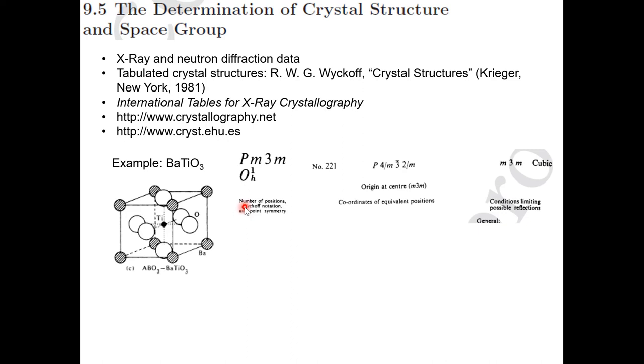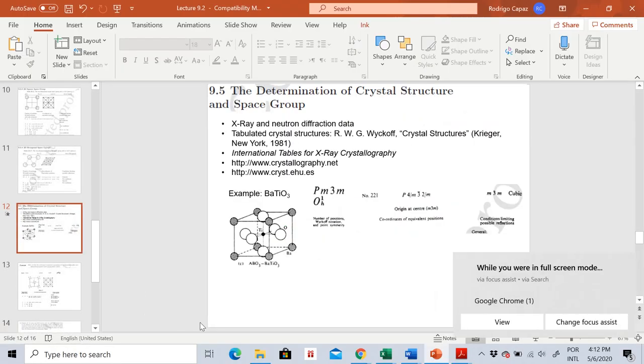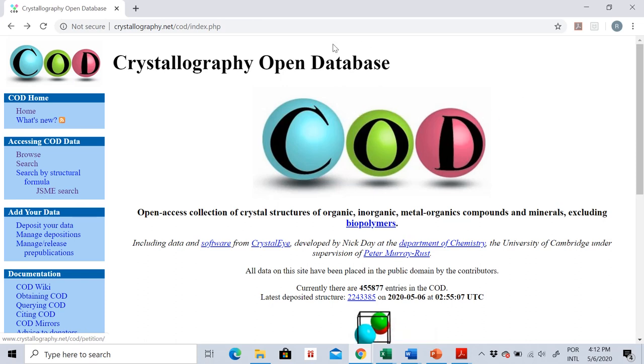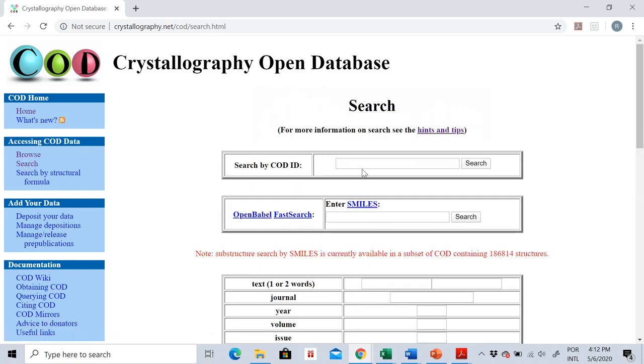But let's suppose you didn't know about that. How would one search online if you knew just the formula: barium, titanium, and oxygen? The way to do that is going to one of those databases. For instance, this is one of them. This is how it looks, and you go here. There are many ways of searching data, but one of the ways is to search by the chemical formula.